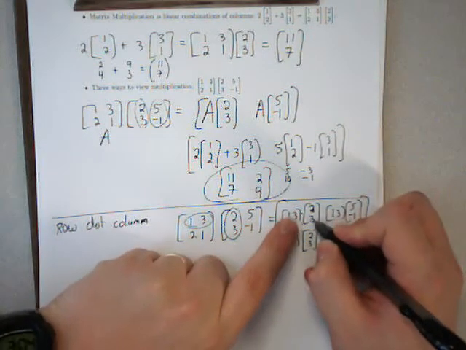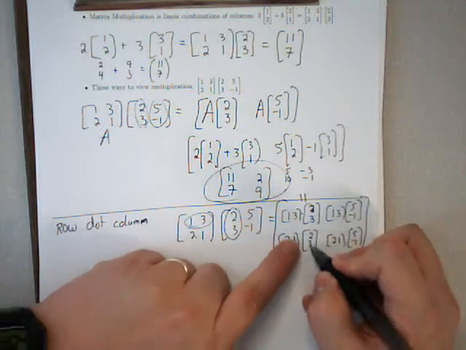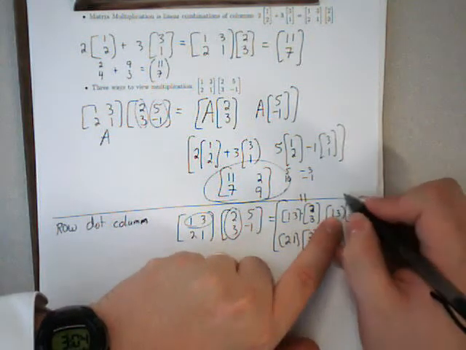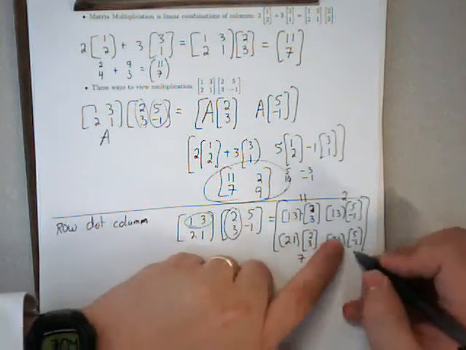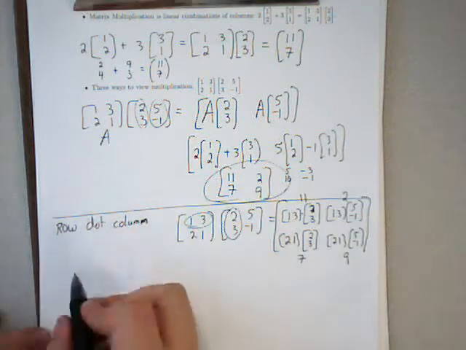Now, if I take 2 plus 9, I get an 11. If I take 4 plus 3, I get a 7. If I take 5 minus 3, I get a 2. And if I take 10 minus 1, I get a 9. I get the same matrix. It doesn't matter how I did it.